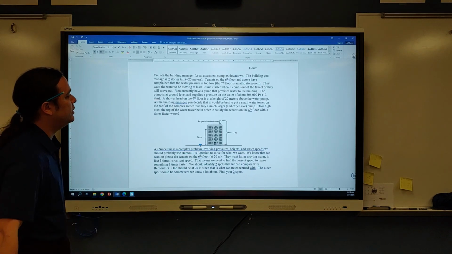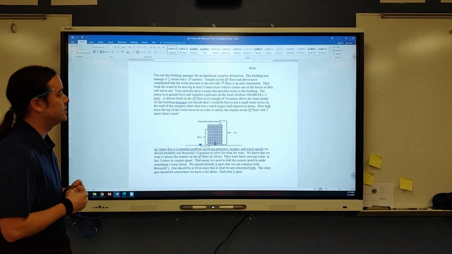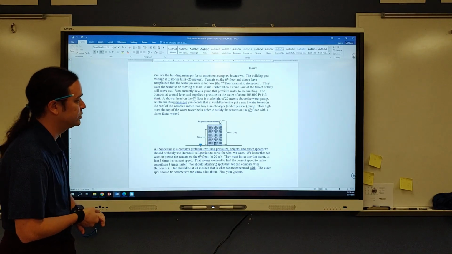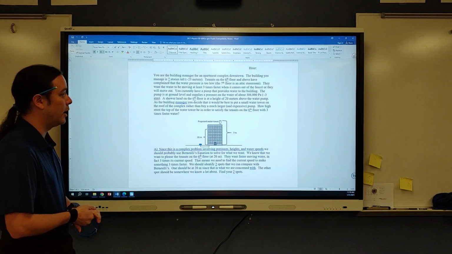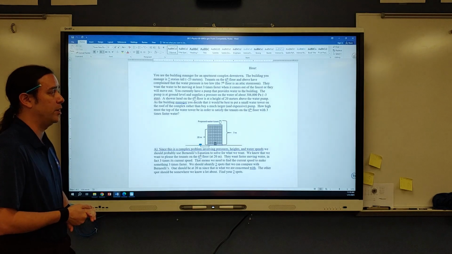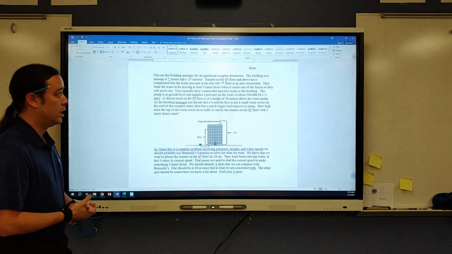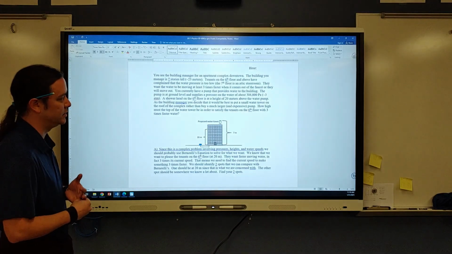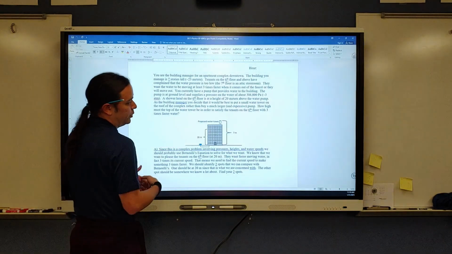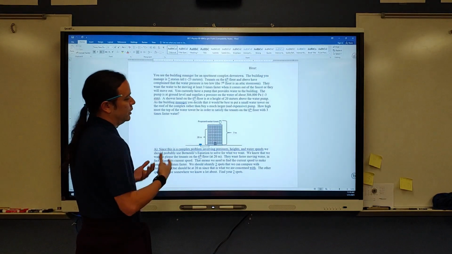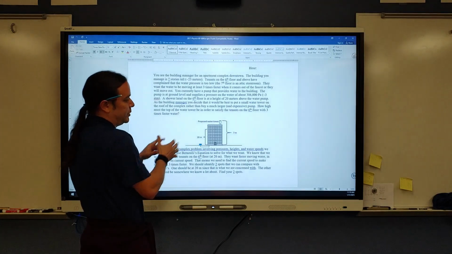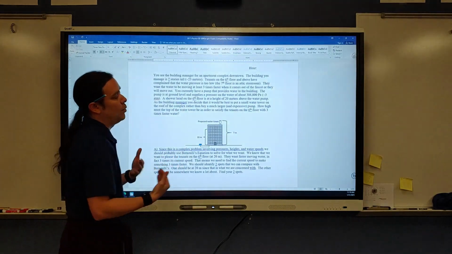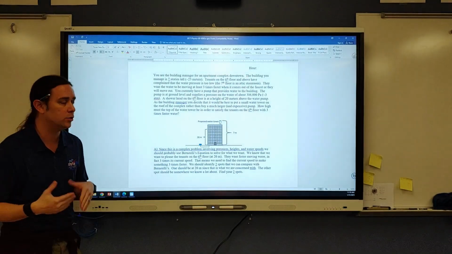So you are the building manager for an apartment complex downtown. The building you manage is 7 stories tall, about 25 meters. Tenants on the 6th floor and above have complained that the water pressure is too low. The 7th floor is an attic storeroom, so you don't actually have tenants on the 7th floor, so it's the top floor that you're actually having to care about. That's not really important for the problem itself, but it's building the realism of it. In short, they're claiming that they want the water pressure to be higher.